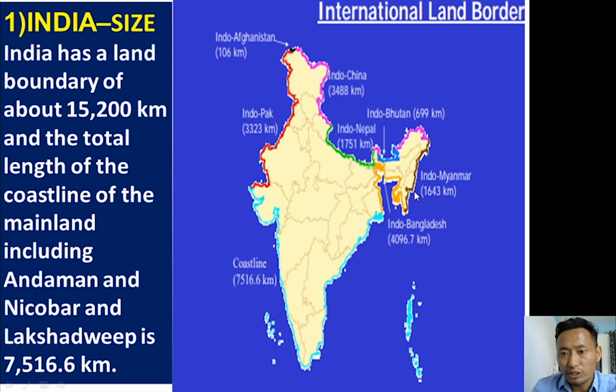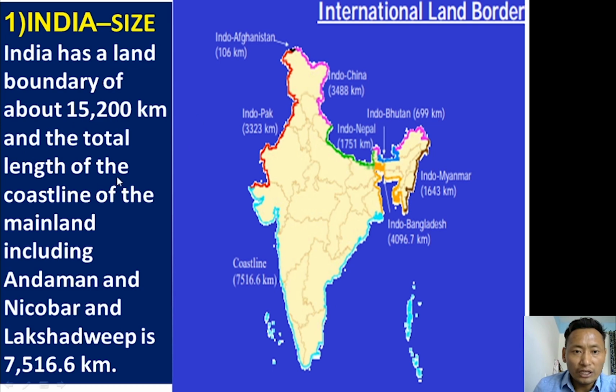India shares a land boundary with Myanmar, 1,643. India shares a land boundary with Bangladesh, 4,096.7 kilometers. If we add all these land boundaries in kilometers, it will give 15,200 kilometers in total.